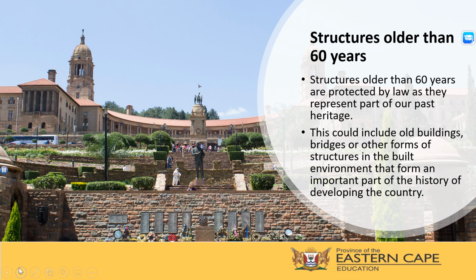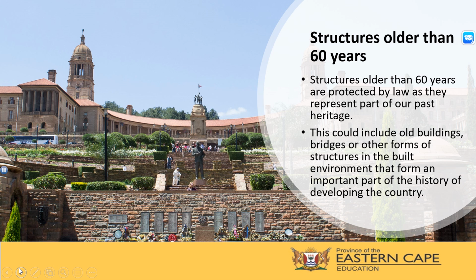Now, various structures fall into this category: old buildings, perhaps bridges or other forms of structures in the built environment. And these form an extremely important part of the history of developing our country. On the left-hand side of your screen, you will see the image of the Union Buildings in Pretoria, which is a National Heritage Site, and those buildings date back to 1913.